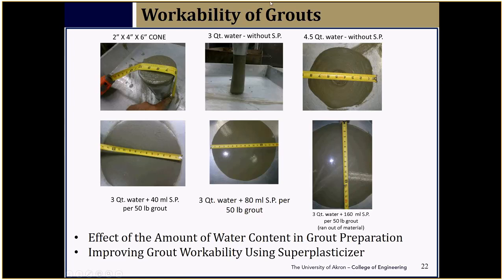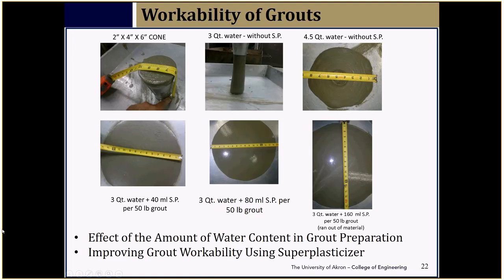We added a little bit more water. We said, let's use 4.5 quarts, and this is what you get. This is a spread test. Most of you are probably familiar with this. So we get 8-inch spread, which is slightly better than this, where you have 0 spread, but it's not really flowing grout. Then we added just a little bit of superplasticizer, 40 ml. It makes a big difference, almost 12 inches of spread. With the small cone, of course, not the big cone. The big cone will give you more spread.